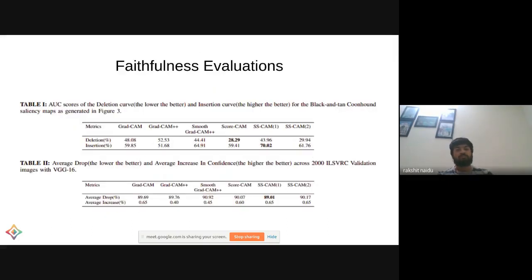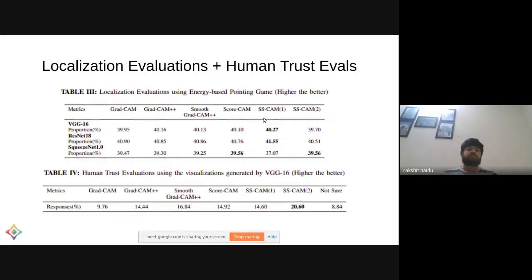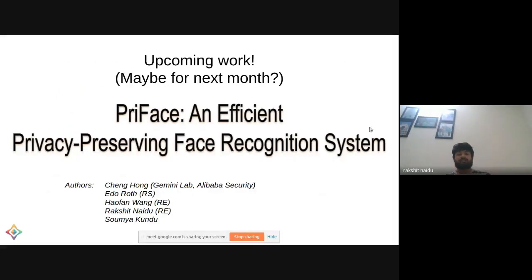And then we conduct faithfulness evaluations. That is, we find the AUC scores of the deletion and insertion curves, and we calculate the average drop, average increase in confidence, and we also calculate the win percentage that was depicted in the GradCAM++ paper. And then the third one is localization evaluations. We use the energy-based pointing game as given in the ScoreCAM paper, and human trust evaluations that is also introduced in the GradCAM++ paper. Yeah, and that's it.